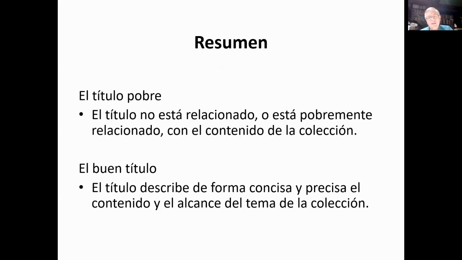Now again, being consistent, repeating myself, beating the same drum, and emphasizing the same points. What have I said so far in the first 40 minutes or so? Well, a poor title. The title is not related or is poorly related to the content of the exhibit. It doesn't tell you anything about what you're going to see. A good title concisely and accurately describes the content and scope of the exhibit subject. That's what it's all about, the difference between a poor title and a good title. It's really that simple. Next.